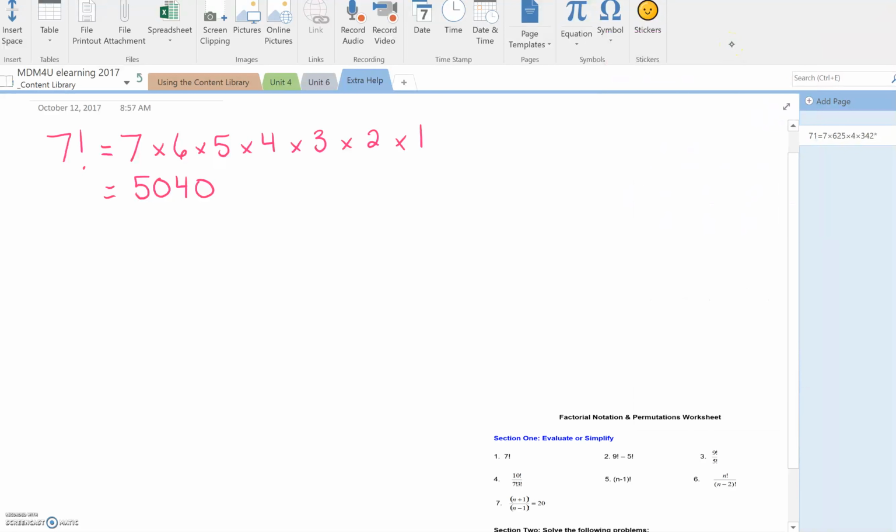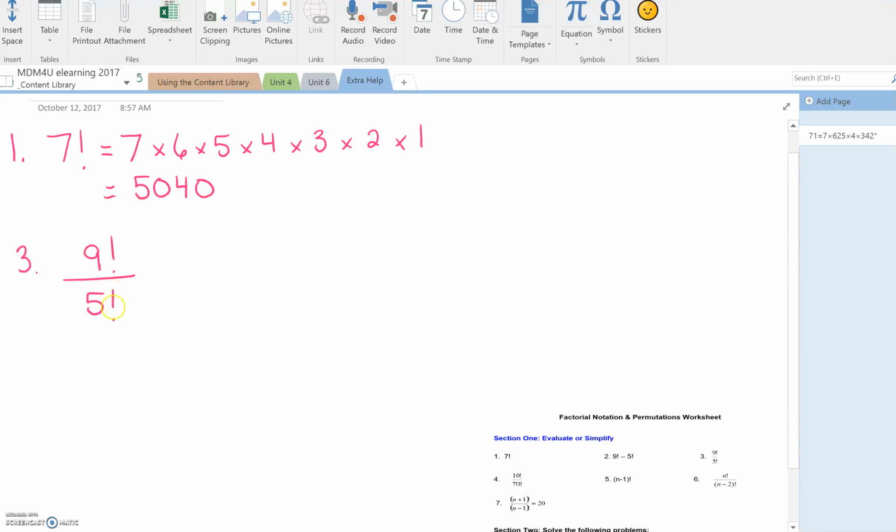Now, there are other times where you have to simplify a bit more. Like number 2, you're just going to find what 9 factorial is and subtract it from 5 factorial. So the same thing that I just did, but a subtraction in the middle. Okay. Now, for number 3, it's a little bit different.